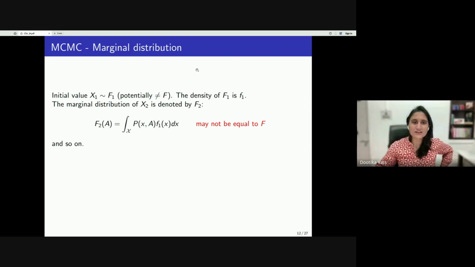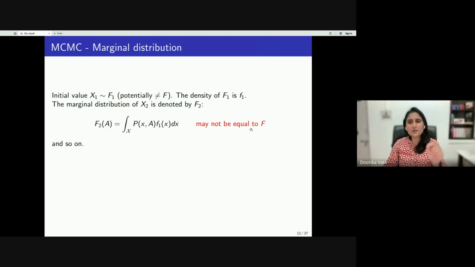So the density of X1 is small f1, let's say. Then what am I doing? Well, I want to find the marginal distribution of X2, and that I denote by f2. So how do I find the marginal distribution of f2? Well, the distribution f2 for a set A is nothing but you write down the joint distribution of X1 and X2 and integrate out X1. But the joint distribution is nothing but the marginal distribution of X1 and the conditional distribution of X2 given X1, which is exactly my Markov chain transition kernel. And once I integrate out X1, in the first iteration, I just get f2.